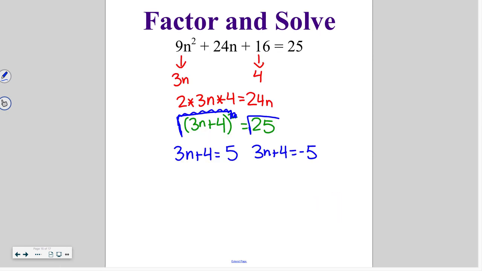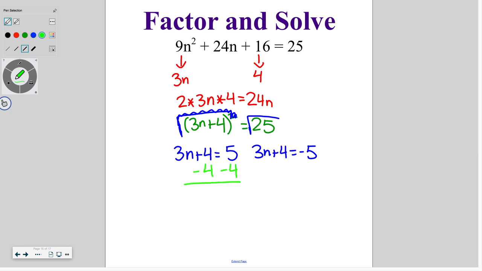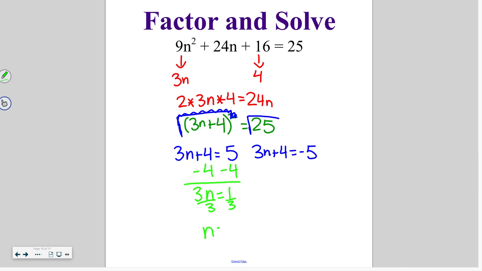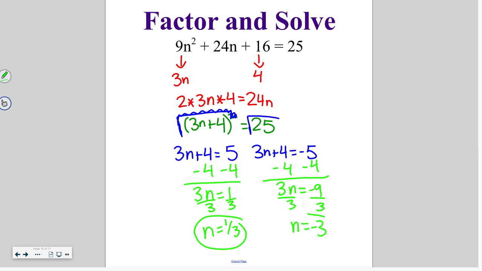Now I'm going to go ahead and solve both of these cases just like I did when it's set equal to 0. So I'm going to subtract 4 from both sides. 3n is equal to 1. Dividing by 3, I get my first answer of n is equal to 1/3. Again, leaving the fractions in fraction form. Second case, subtracting 4 from both sides gives me 3n is equal to negative 9. Dividing by 3, I end up with n is equal to negative 3.